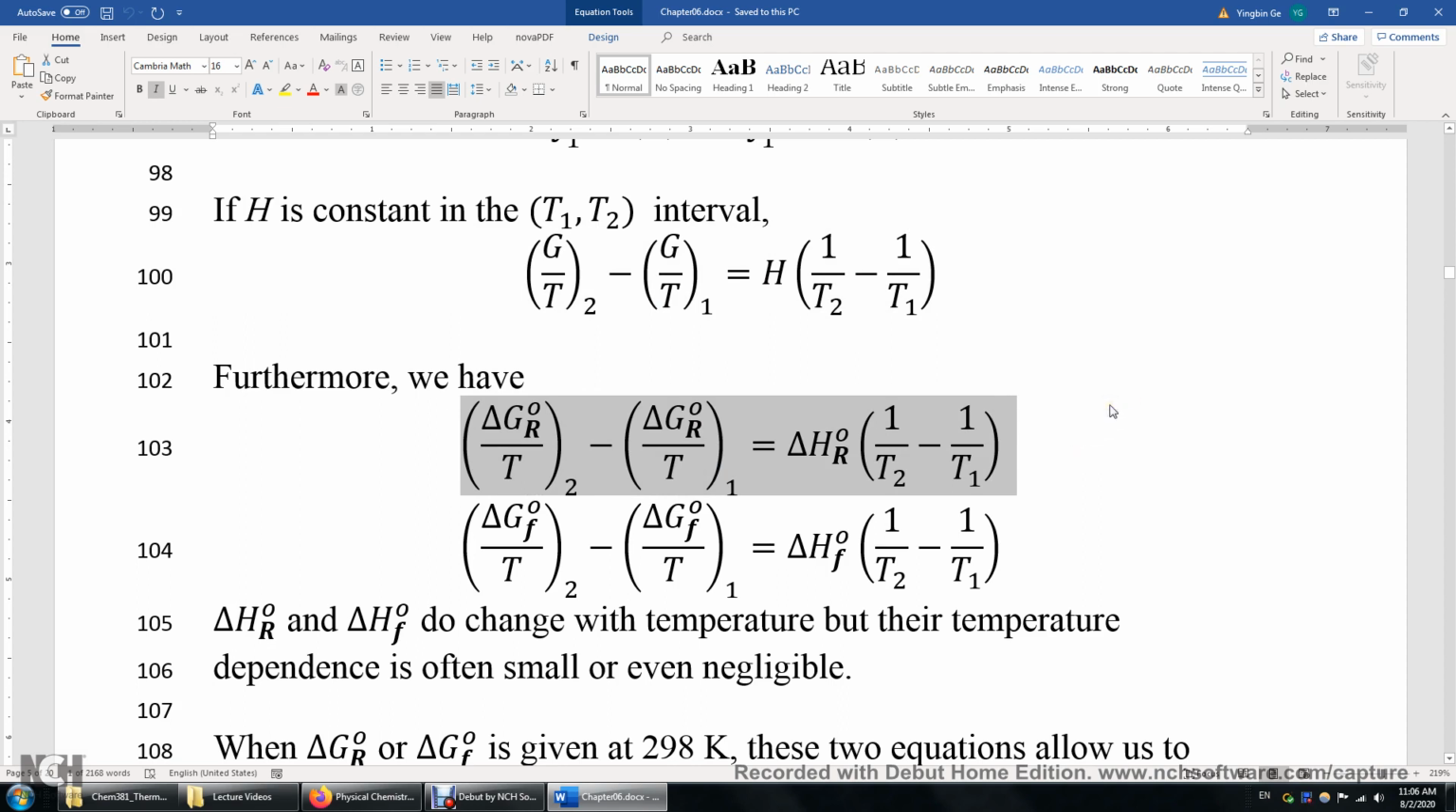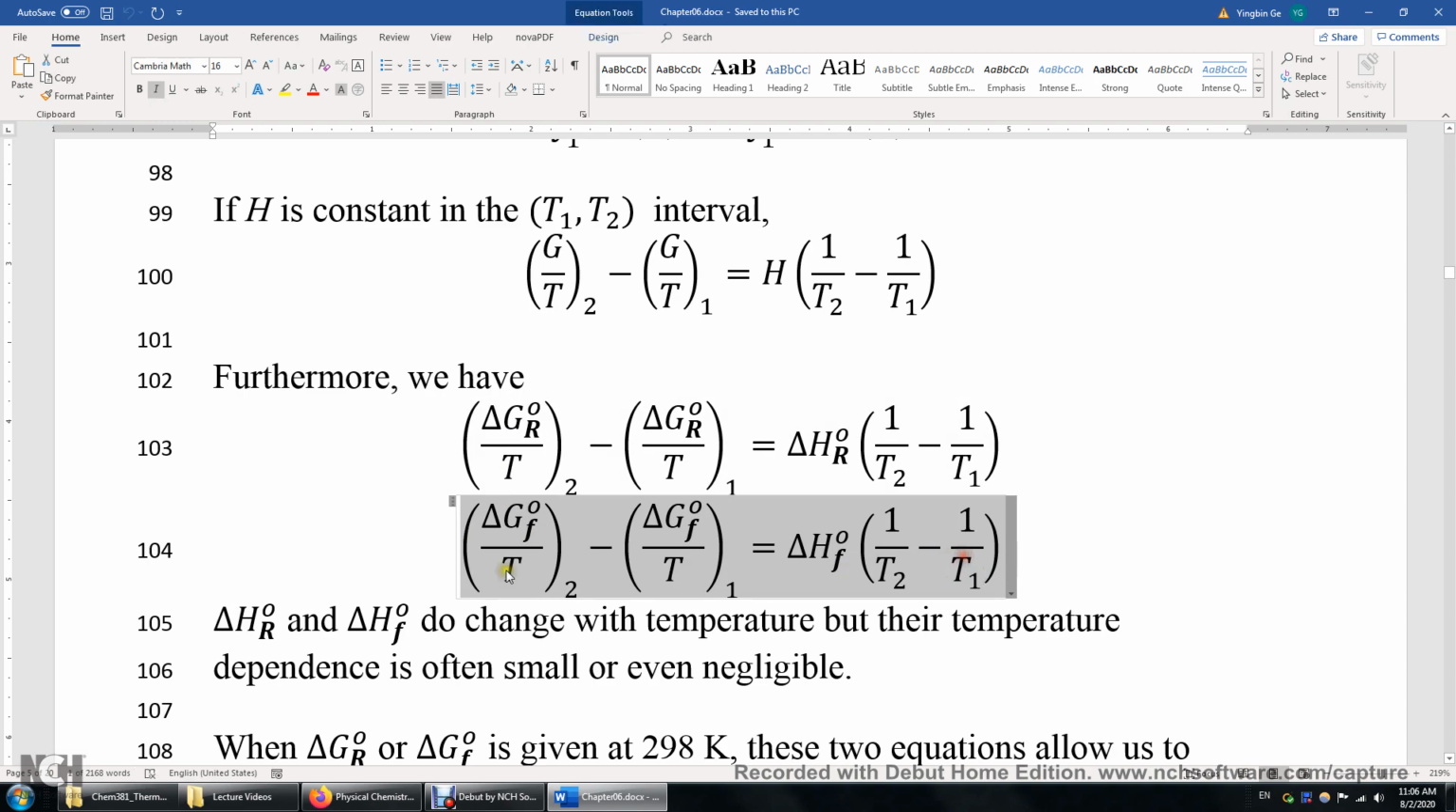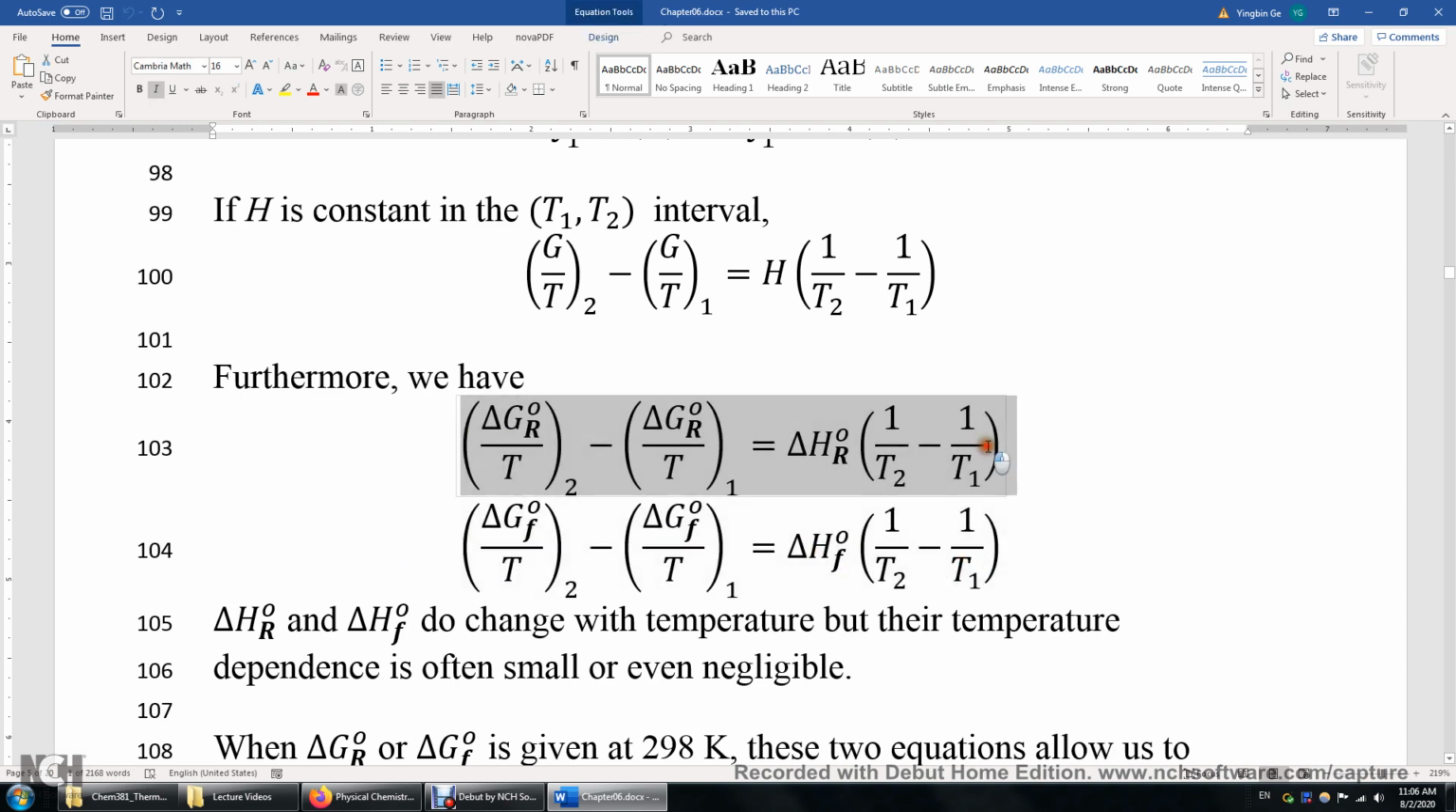The Gibbs energy of reaction over T at temperature 2 minus delta G over T at temperature 1 is equal to the enthalpy of the reaction times 1 over T2 minus 1 over T1. Similarly, we can look at one specific type of formation reaction, and then we get this equation for free. It comes from this equation.